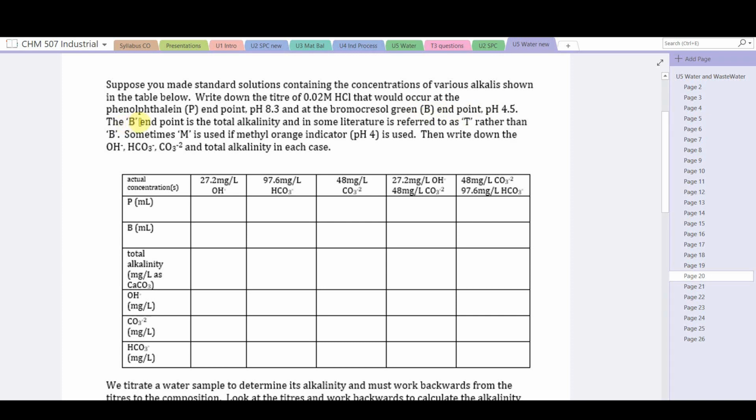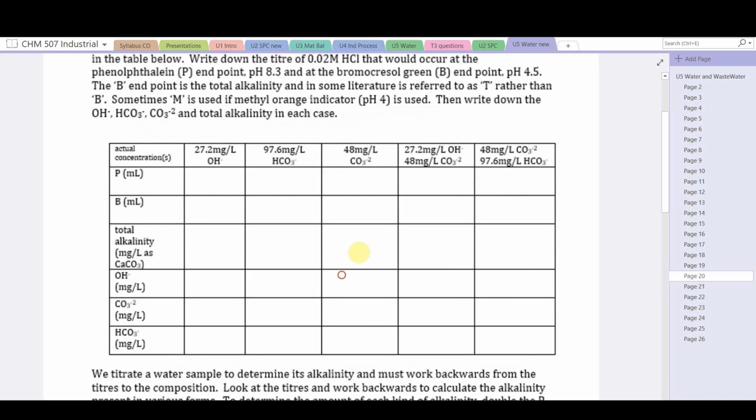Sometimes in literature you will see the letter T for total instead of B, and sometimes you'll see M for methyl orange because it's used as well. Then write down the hydroxide, bicarbonate, carbonate alkalinity, and total alkalinity in each case.